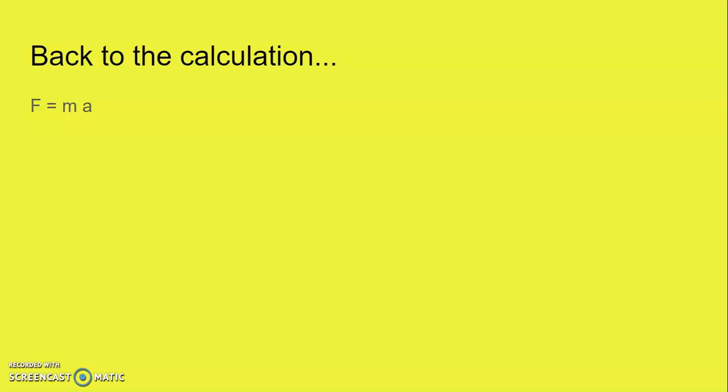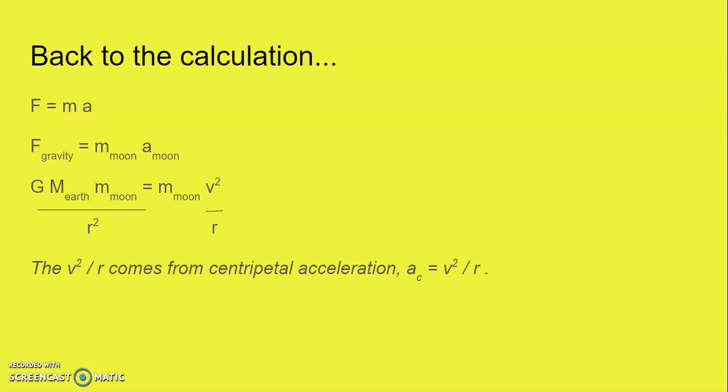Okay, so the calculation. F is ma. The force of gravity between the Earth and the moon is equal to the moon's mass times the centripetal acceleration of the moon. Force of gravity is G, mass of the Earth, mass of the moon divided by r squared, where r is the distance center to center between Earth and moon, and that equals mass of the moon times v squared over r. We're going to solve for the speed of the moon around the Earth. The centripetal acceleration is v squared over r. And lo and behold, the mass of the moon cancels out. In other words, it could be anything in orbit. It doesn't just have to be the moon.